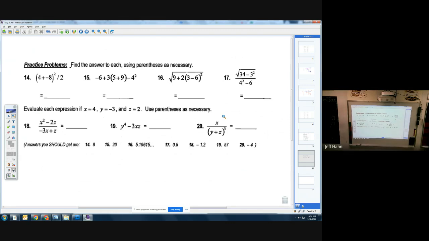Where does it say the answer to it? Right there on the bottom of the sheet. Same place on here, right here. Answers you should get: number 14 is 8, 15 is 20, 16 is this. Don't worry about whatever comes after that on your paper. We don't need to talk about that.